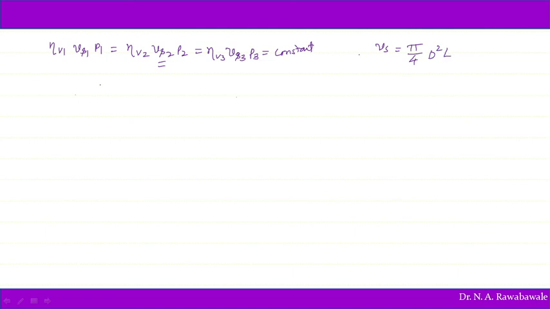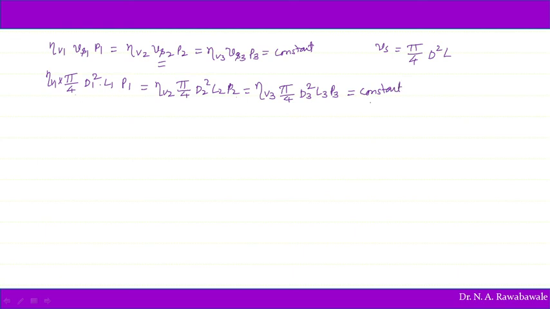So replacing this in this equation, the volumetric efficiency 1 into pi by 4 D1 square L1 into P1, which is equal to volumetric efficiency of cylinder 2 into pi by 4 D2 square L2 P2, which is equal to volumetric efficiency 3 into pi by 4 D3 square L3 P3 is equal to constant.